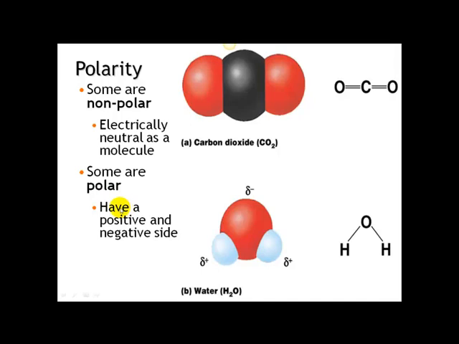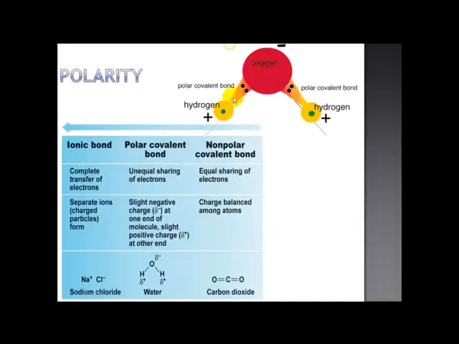So here's your definition for polarity, a positive and a negative side. Here's a pretty good example. And you see our hydrogen here, our oxygen here. We're sharing electrons, but notice the electrons are much closer to the oxygen. This is unequal sharing, or polarity. It's a polar covalent bond. Good rundown here, explaining ionic bonding, polar covalent bonds, and nonpolar. Great little chart to review everything.